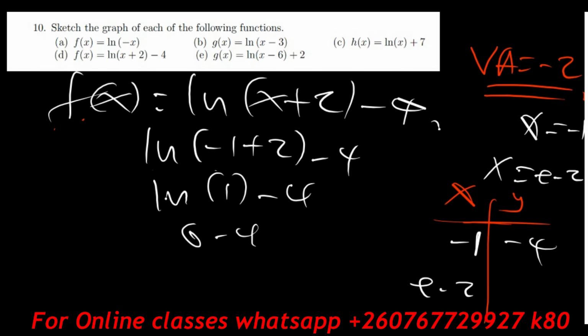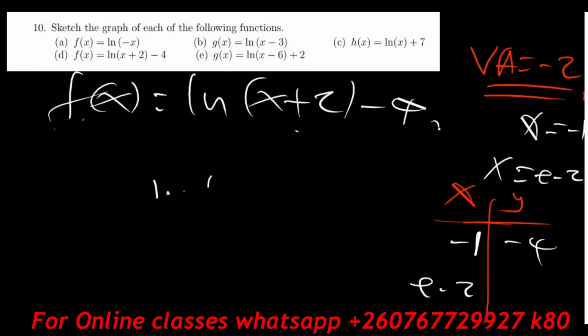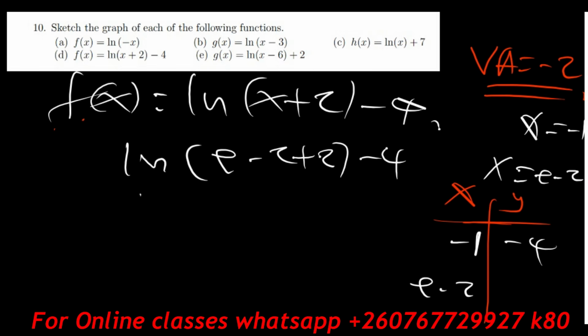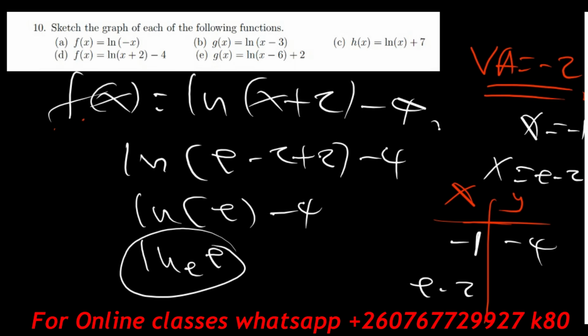Next, I'm going to put e minus 2. If I put e minus 2 where there's x, I'll have e minus 2 plus 2, then minus 4. So I'll have ln of negative 2 plus 2, which gives me 0, so definitely I'll remain with e, minus 4. So I'll have ln e, which is going to give me 1, minus 4. So 1 minus 4 gives me negative 3, and I'll put negative 3 here.